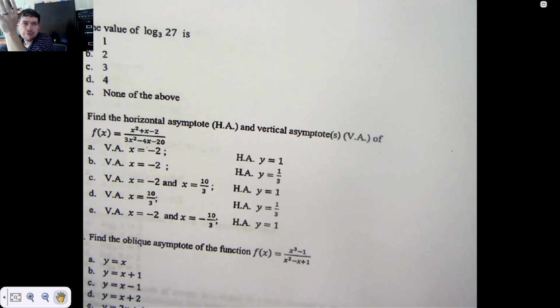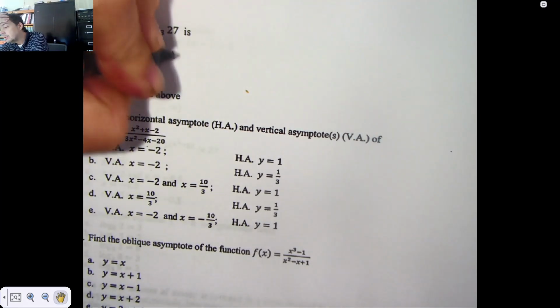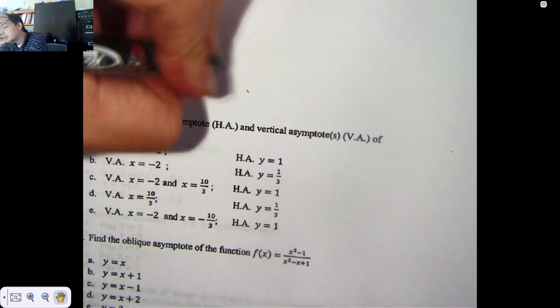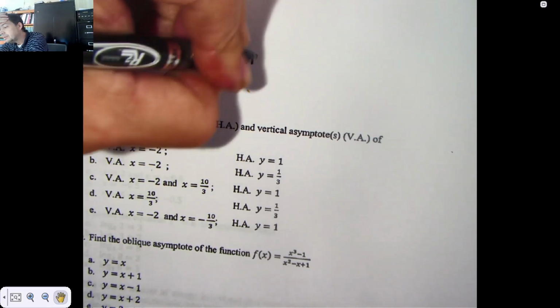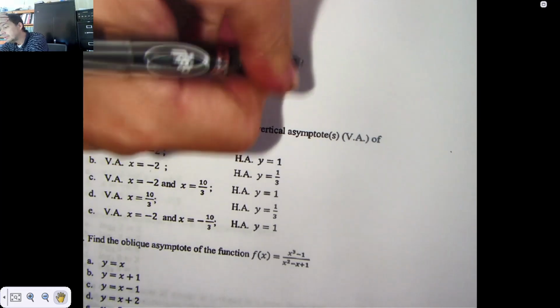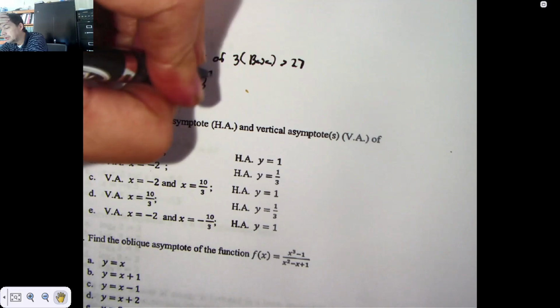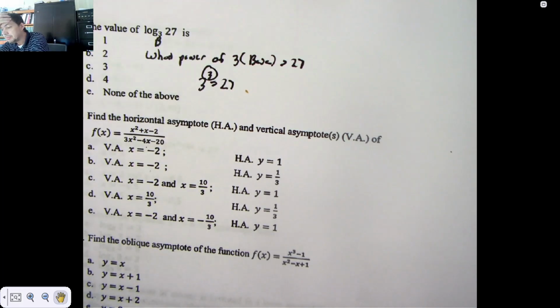The value of log base 3 of 27 is what? What it's asking is what power of 3, which is your base, equals 27. So I know 3 cubed is 27. So there's my power. Just expect something like that.